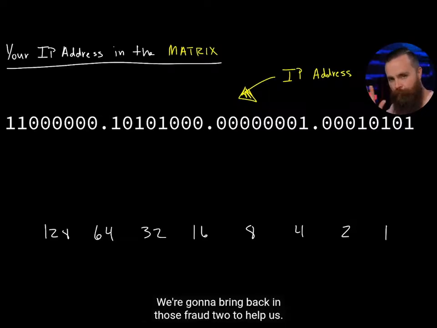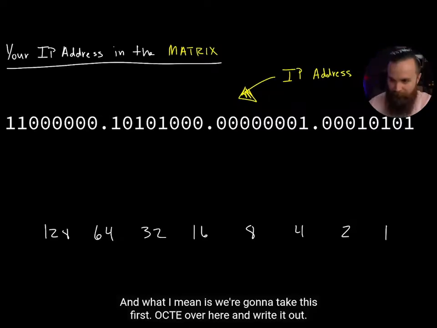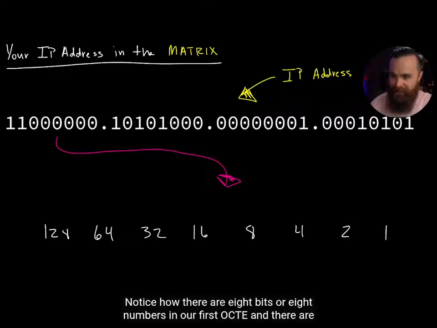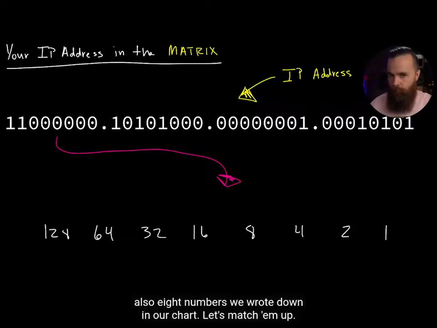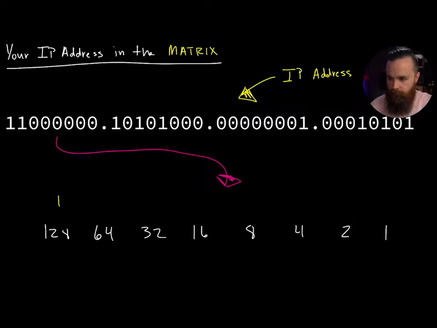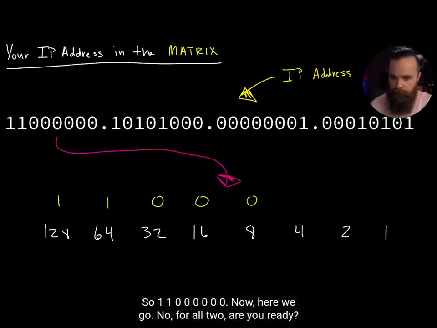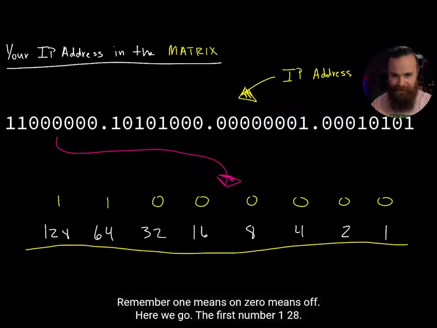For this next part, we're gonna bring back in Nosferatu to help us. And what I mean is we're gonna take this first octet over here and write it out. Notice how there are 8 bits or 8 numbers in our first octet, and there are also 8 numbers we wrote down in our chart. Let's match them up. So 1, 1, 0, 0, 0, 0, 0, 0. Now here we go, Nosferatu, are you ready? Remember, 1 means on, 0 means off.